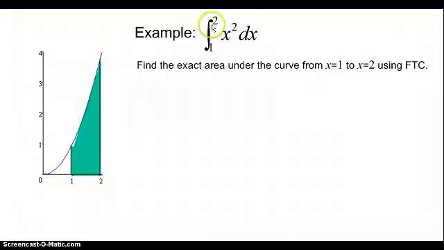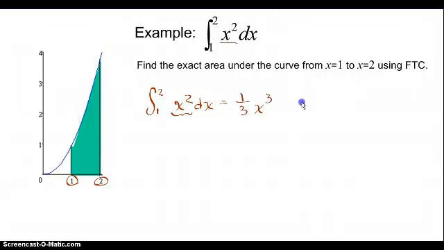So in this example, they're asking us to find the exact area trapped in the plane using infinitely many rectangles, starting at x equals 1, stopping at x equals 2, trapped in between this function and its horizontal axis. So that's done by, we have the integral from 1 up to 2 of x squared dx. The fundamental theorem says find the antiderivative of this function. Well, the antiderivative of that function is 1/3 x cubed.